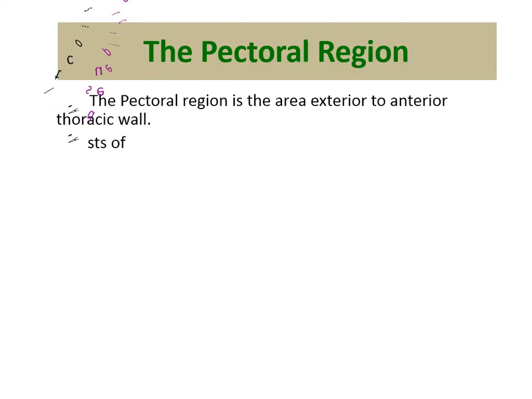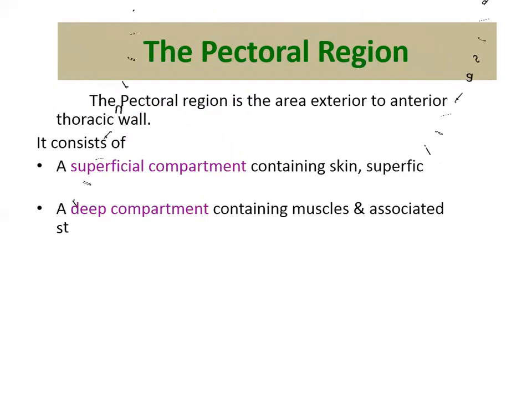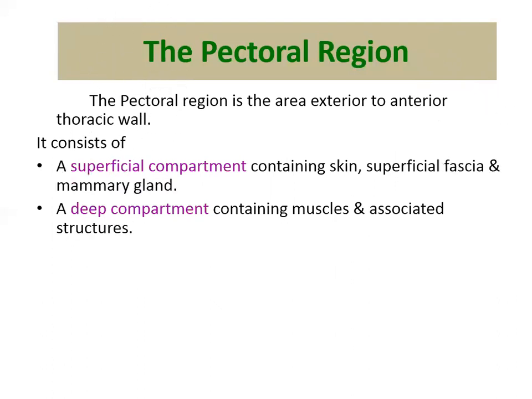So this pectoral region is divided into two parts. One is the superficial compartment and the other is the deep compartment. The superficial compartment is composed of the skin and superficial fascia, within which is the mammary gland. As you know, the mammary gland or the breast, which is present both in the male and the female, is present within the superficial fascia. Then deep to that will be the deep compartment, which will contain the muscles as well as the structures which are associated with it.